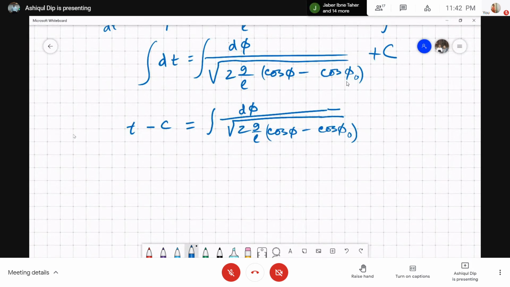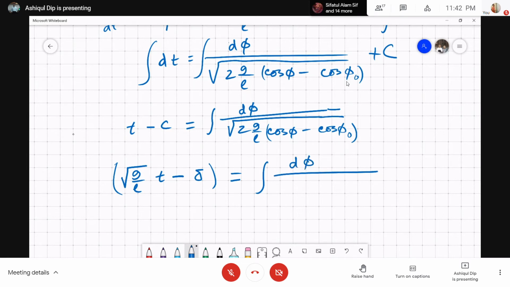Finally, what we do is we take the square root of g by L outside, and we have the square root of g by L over here, and then t minus, we call it, the square root of g by L times c as delta. This thing equals the integration of d phi over the square root of cosine phi minus cosine phi naught. Now you have to perform this integration, right?